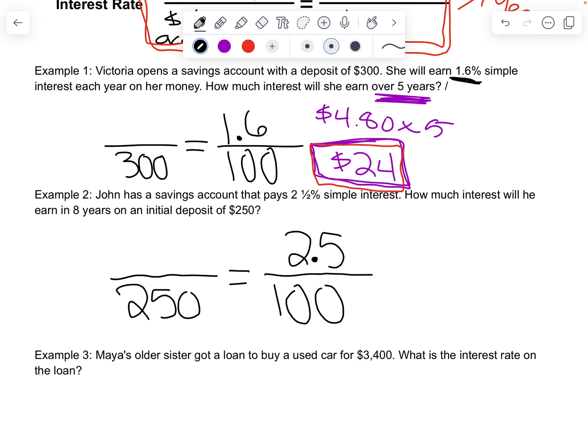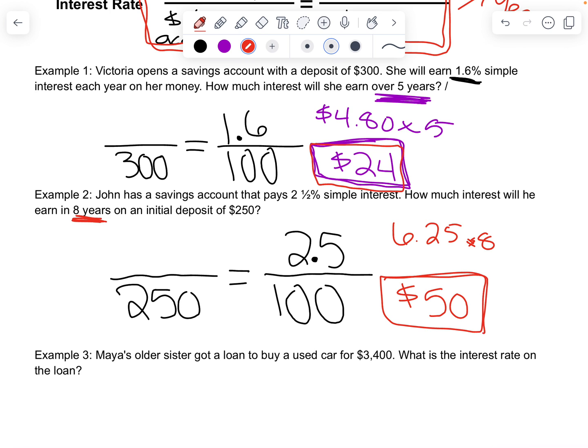And they said, sure, we'll do that for you. And we'll also give you $6.25 for free for 1 year. So if you do it for 8 years, multiply it by 8, and you get a free $50. So if you went and put $250 in the bank and kept it there for 8 years, you get a free $50. So the more money you put in, the more money you're going to get out if you're keeping it for the bank. That's good interest.